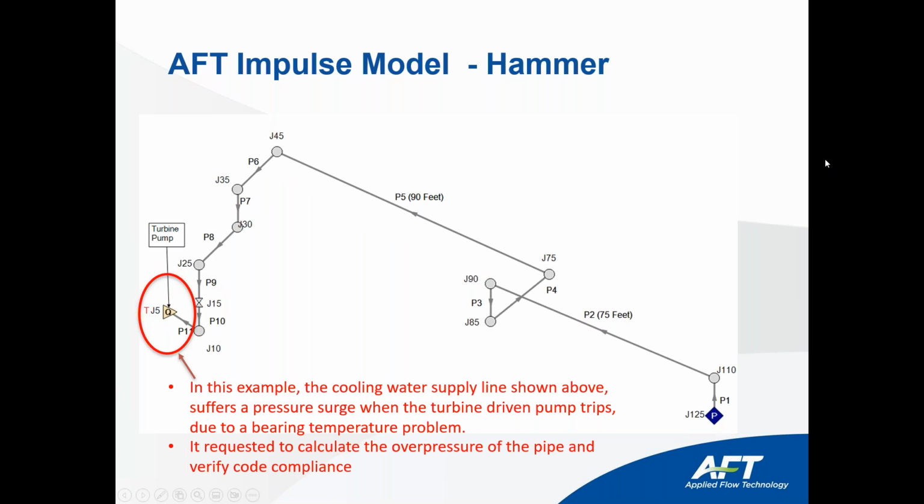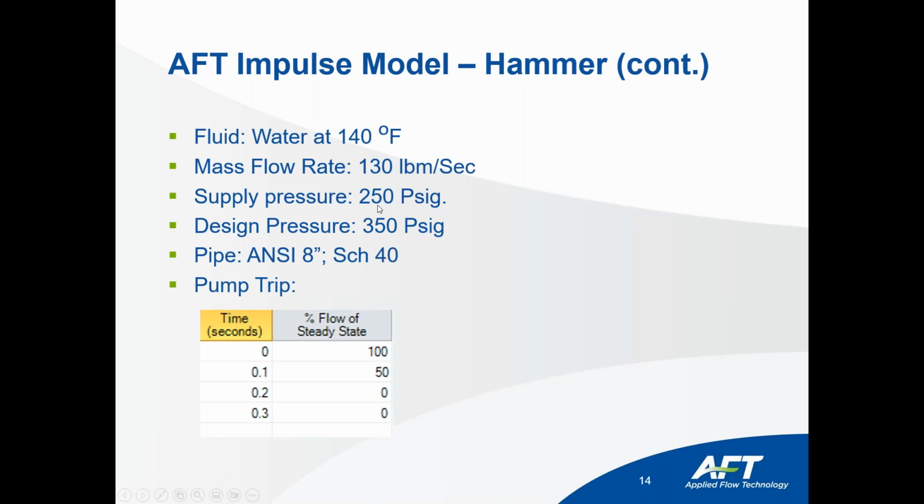The engineer is requested to calculate the overpressure of the pipe and verify the code compliance. The system is water at 140 degrees Fahrenheit, with a mass flow rate of 130 pounds per second. The supply pressure is 250 psig. The design pressure is 350 psig. All the pipes are 8 inches, schedule 40, and the pump trips in 0.2 seconds, from 100% to zero, so at time zero it's 100%, and at 0.2 seconds it's zero.